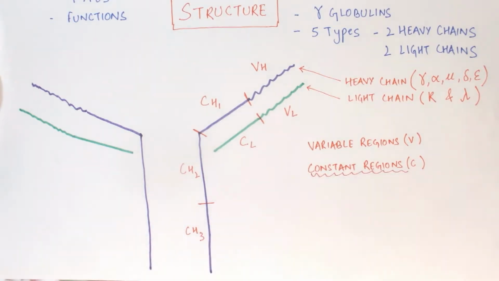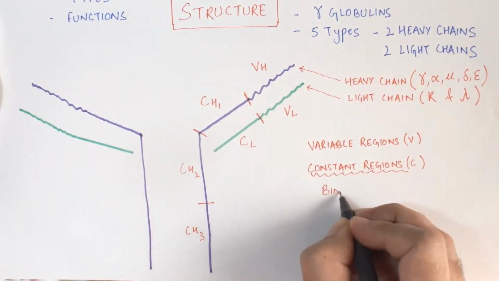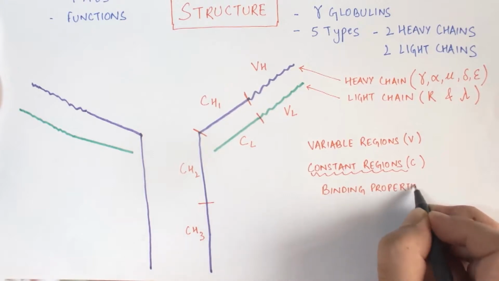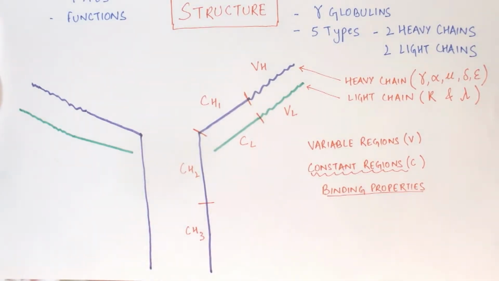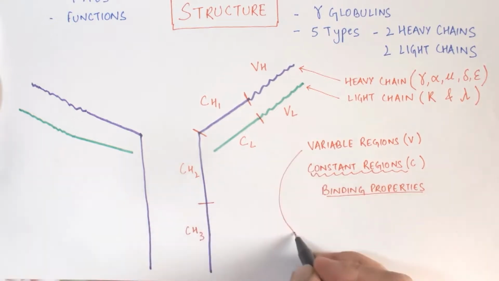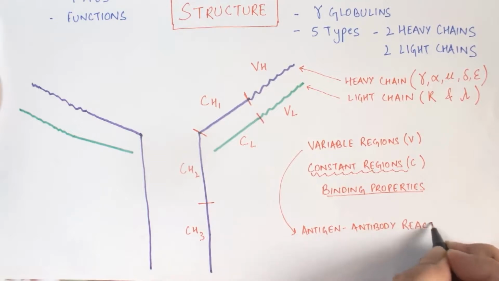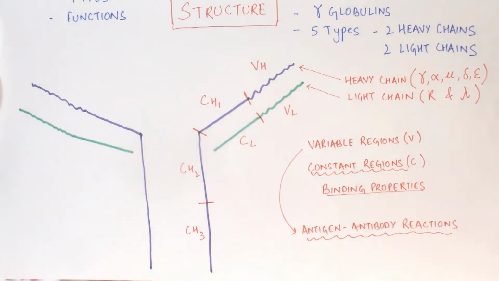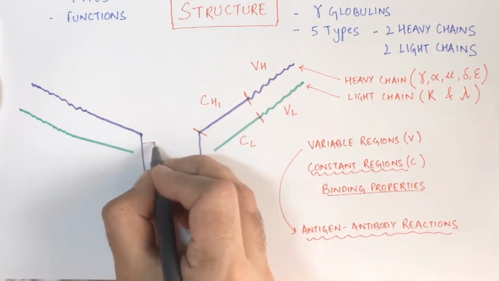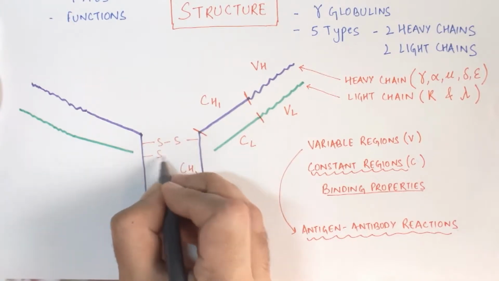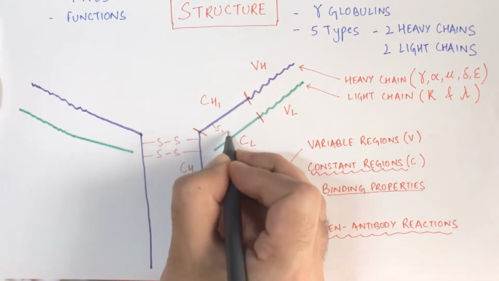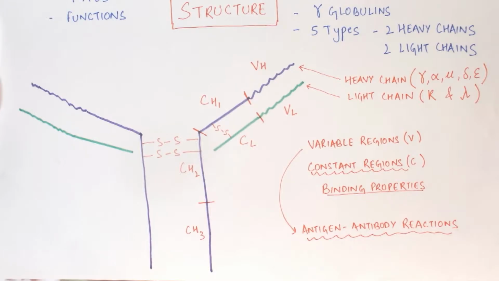Now the constant regions confer specific properties to the antibody. They determine on which surface the antibody will bind. For example, the IgE binds to the mast cells. The variable regions determine to which type of antigens the antibody will react. The 2 heavy chains are bound to each other by disulfide bonds, and similarly the heavy chain and the light chains are attached to each other by disulfide bonds.